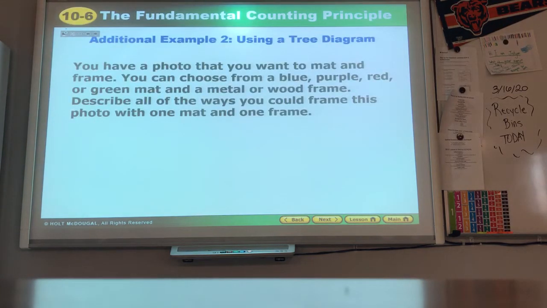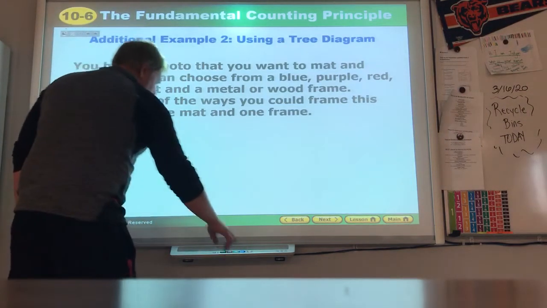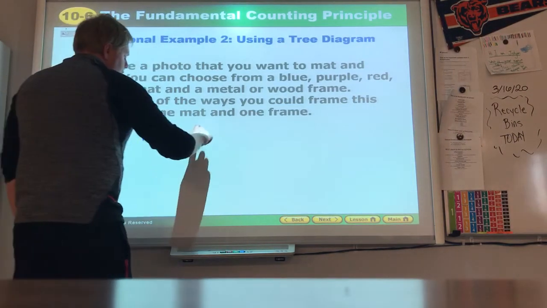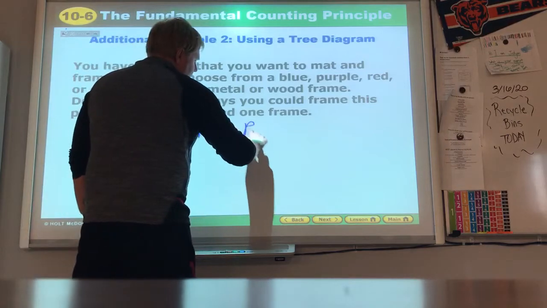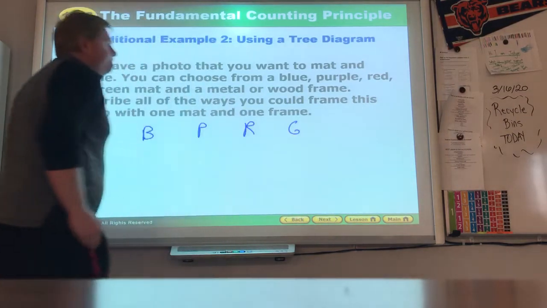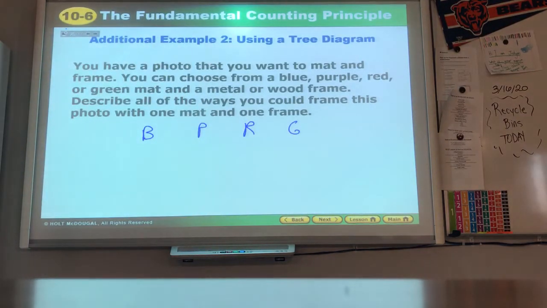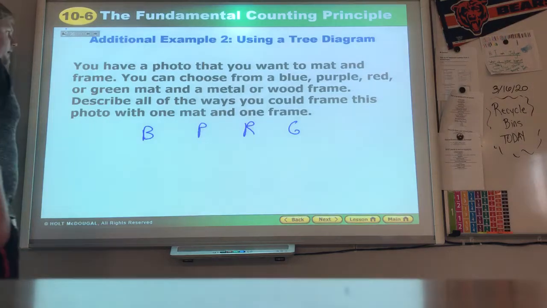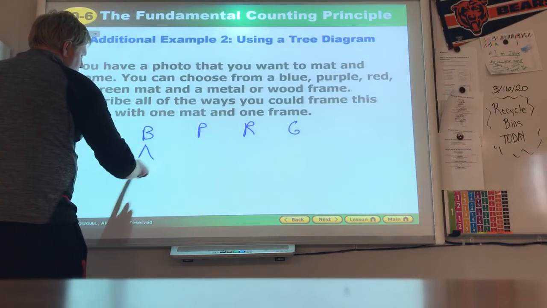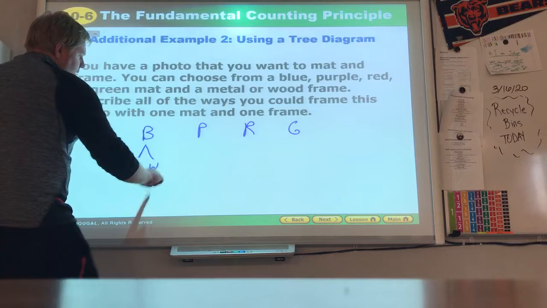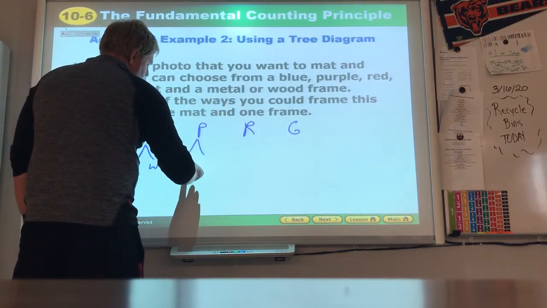You have a photo that you want to mat and frame. You can choose from a blue, purple, red, or green mat. So we can have a blue, purple, red, or green mat. Okay? And a metal or wood frame. Okay? A metal or wood.